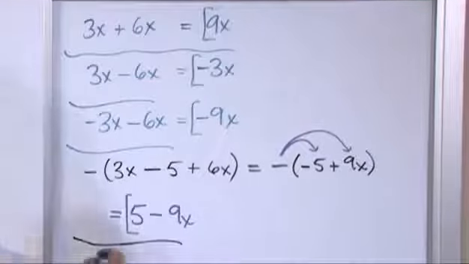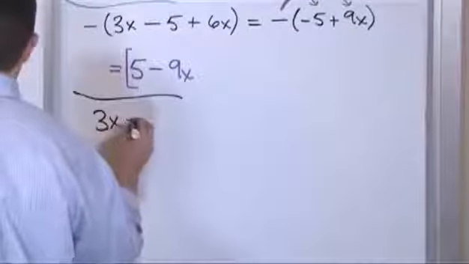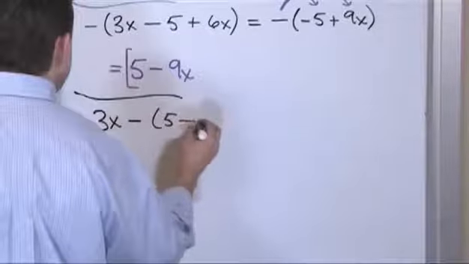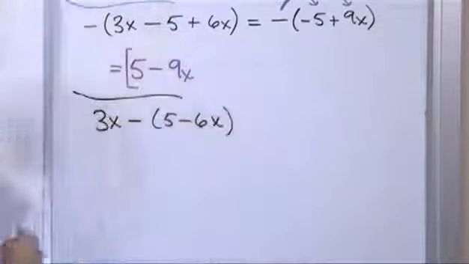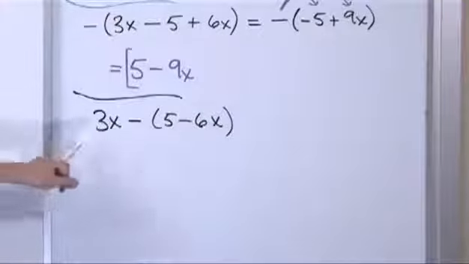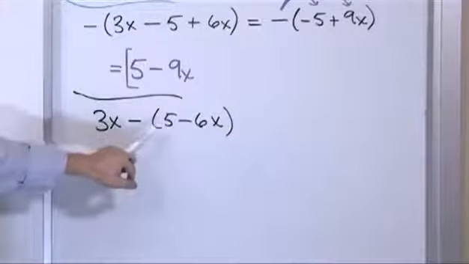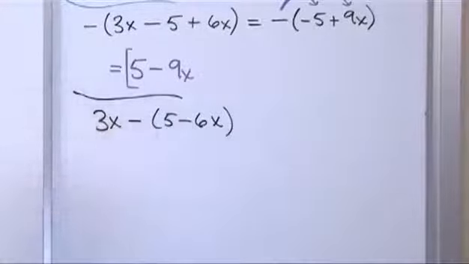Now what if we change the problem up a little bit? What if we have 3x here minus 5 minus 6x, like this? How do we simplify this guy? Well, we can't really add this to this stuff yet because we've got these ugly parentheses in the way. We have to deal with the parentheses first.